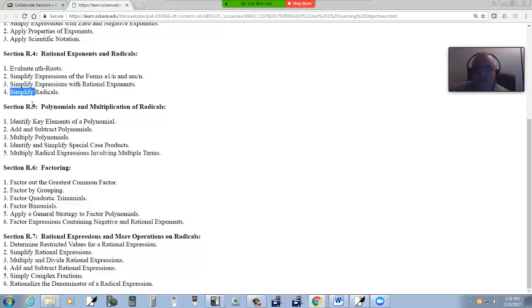Now let's get down to section R.5. First thing it talks about is a polynomial. And I won't go over the key elements of a polynomial. We've already looked at adding and subtracting polynomials. Let's get down to multiplication. So multiplying polynomials.